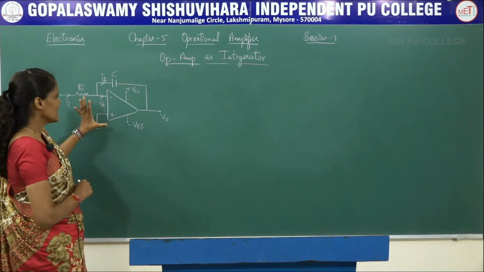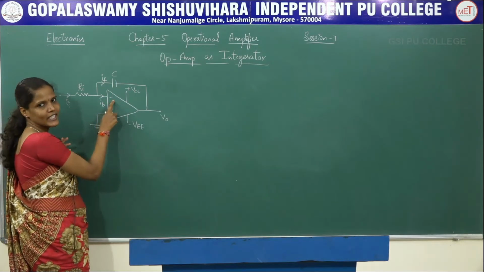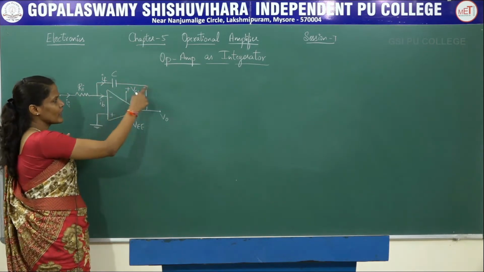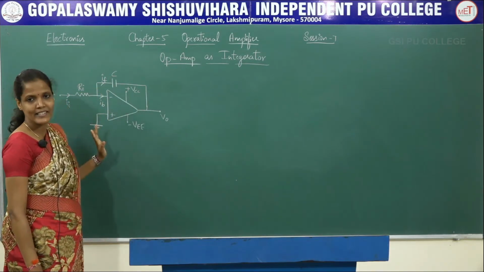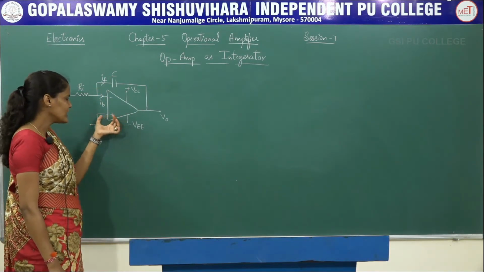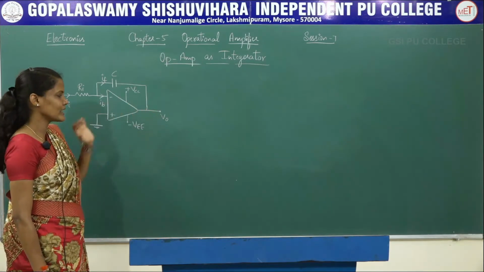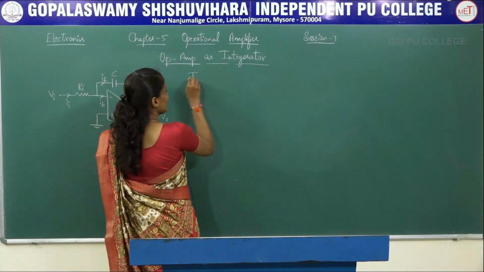So here we have a circuit in which Vi is connected to the inverting terminal of the op-amp through the resistor Ri. In place of a feedback resistor, we have connected a capacitor whose capacitance is equal to C, and the non-inverting terminal of the op-amp is shorted. V0 is nothing but the output voltage. So let us consider an ideal op-amp.